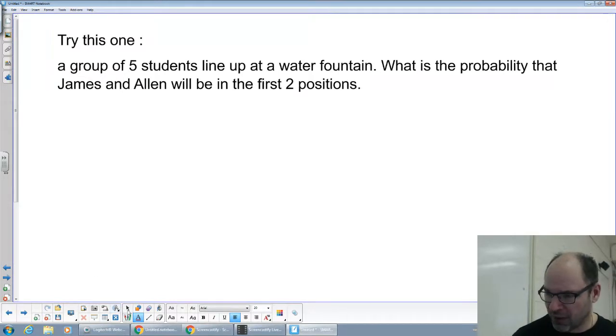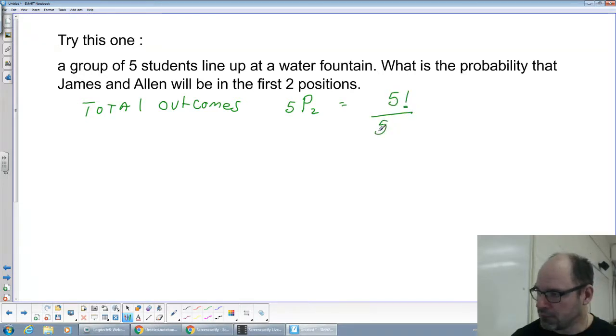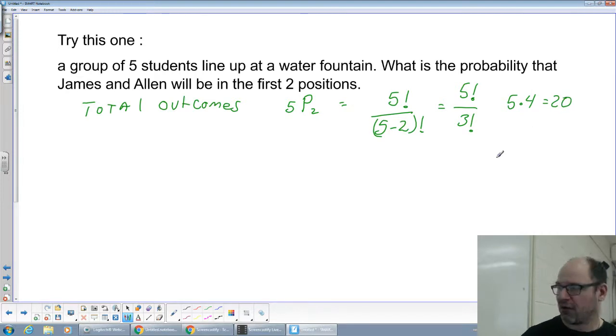So let's get our total outcomes in the question. They are going to be 5P2. If we take 5P2 and work that out, it ends up being 5 factorial over 3 factorial, which basically is 5 times 4, which equals 20. Okay, so that's our total number of outcomes.